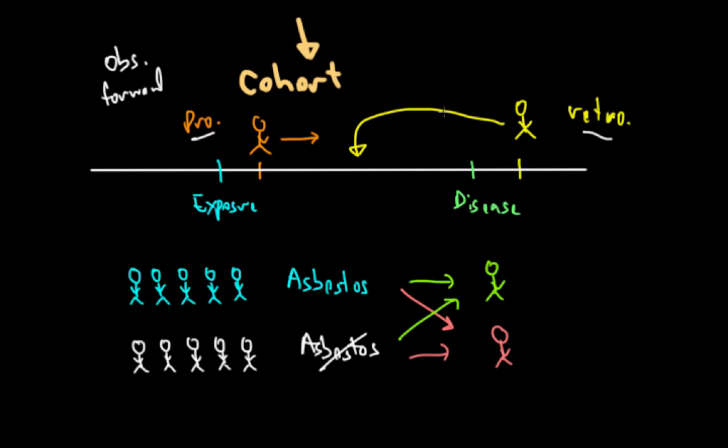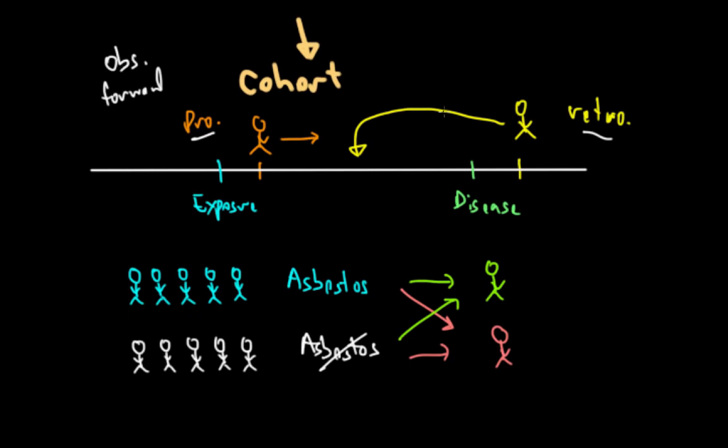The last thing to say about cohort studies is that they have some specific advantages and disadvantages. On the pro side, you can definitely tell causality because exposure precedes disease. And you can also study multiple diseases at once and see which specific exposures lead to what diseases.